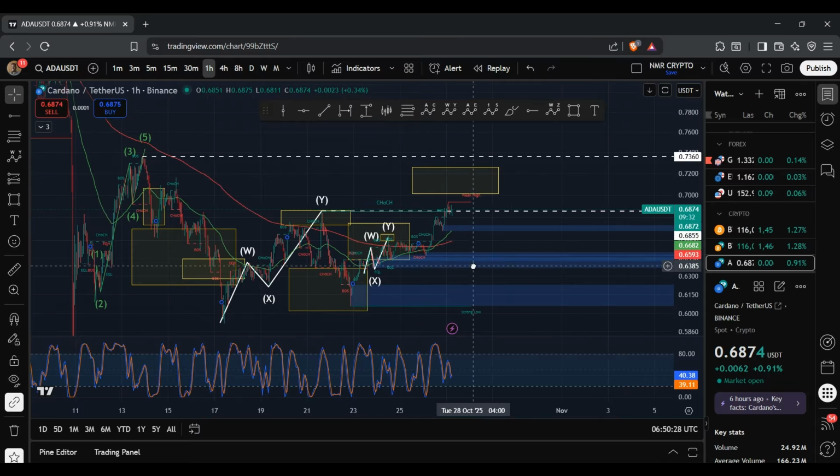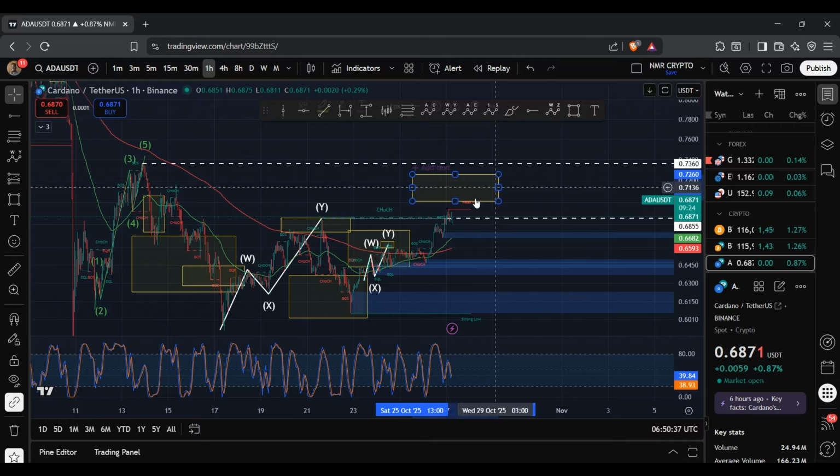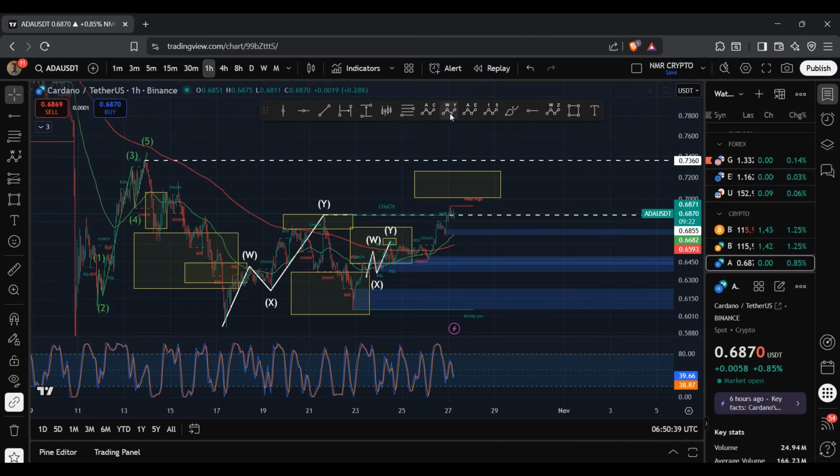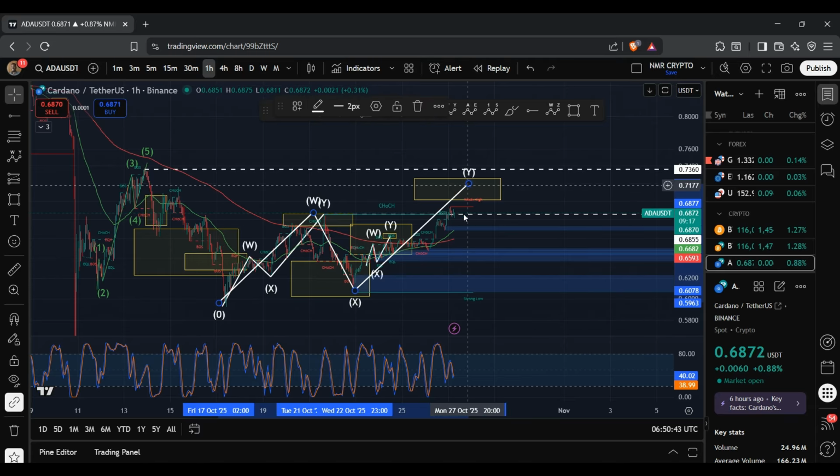And given that we ended up breaching past the previous local top, it looks like we are on a bullish trend, and what we are forming is this WXY structure to the upside. And so I'm looking out for ADA to tap into this range. What I'm also looking for is for ADA to be within this Y wave.